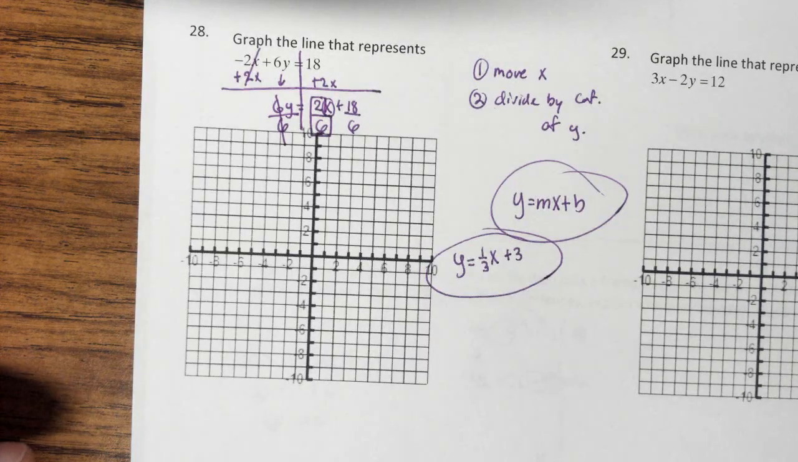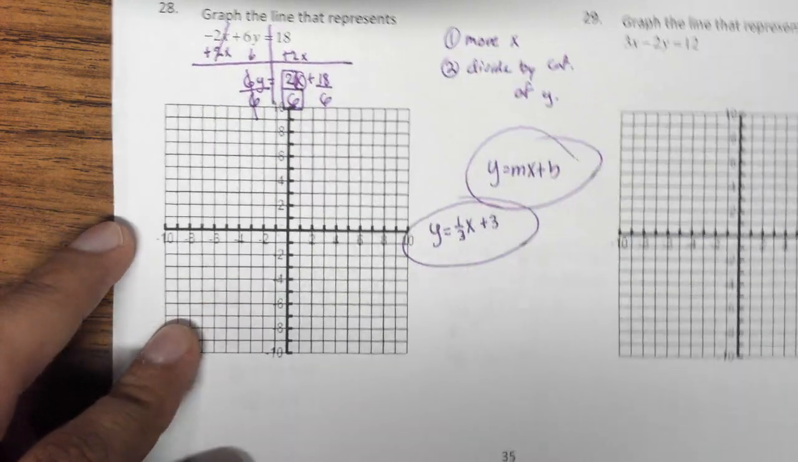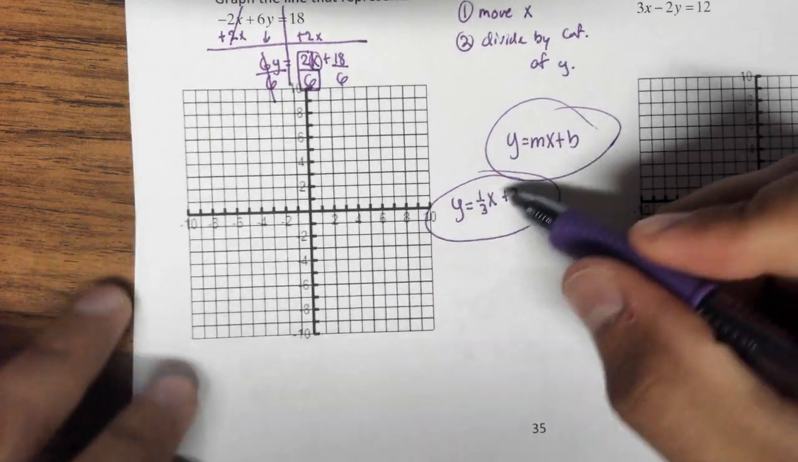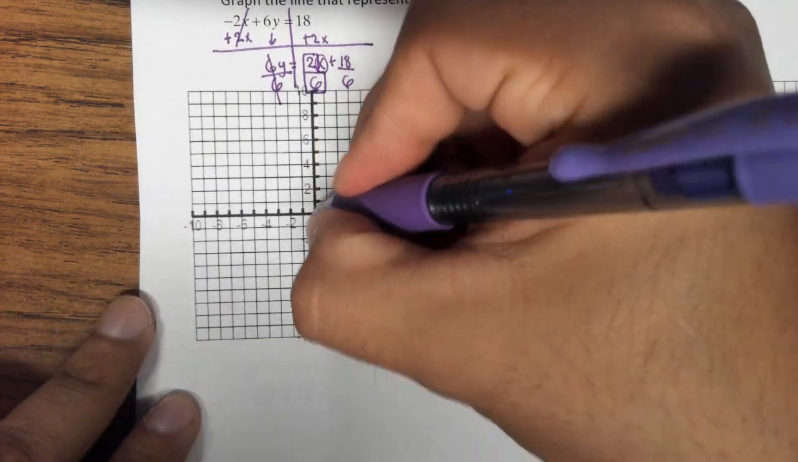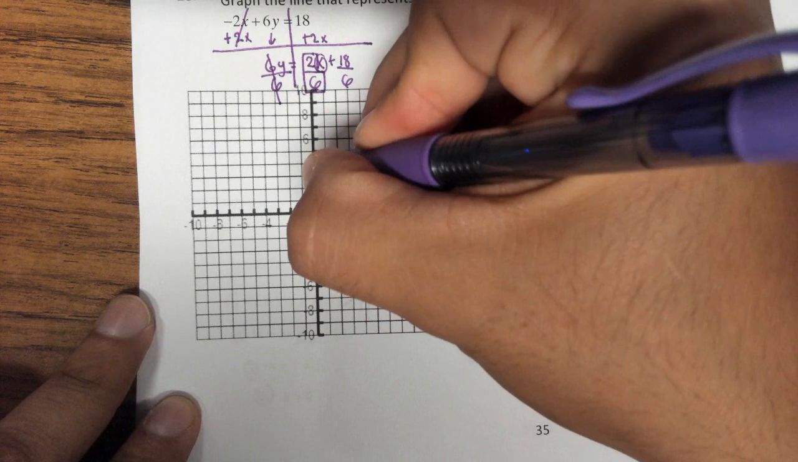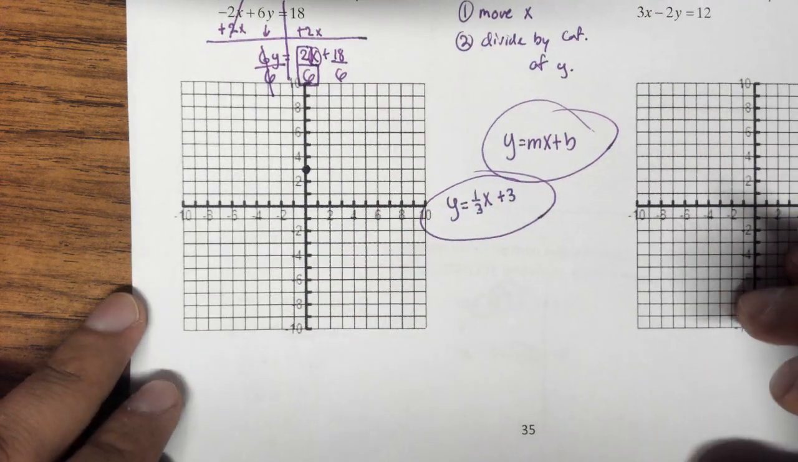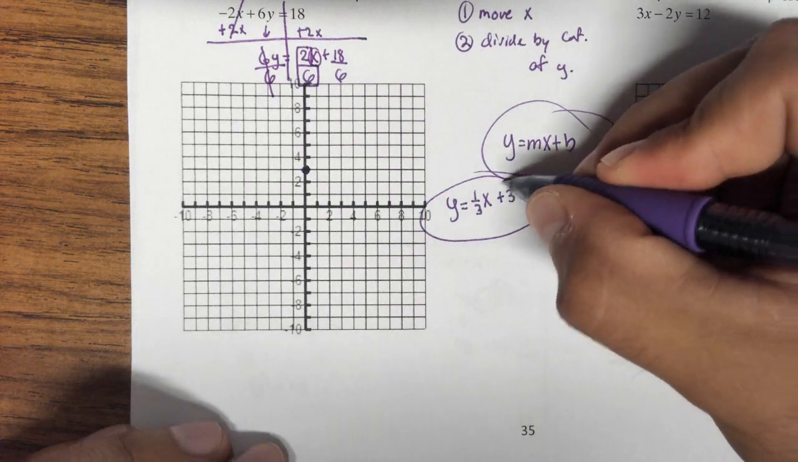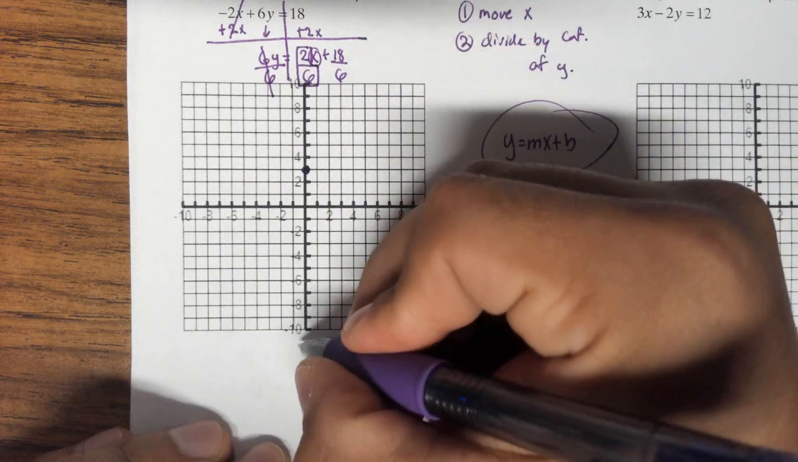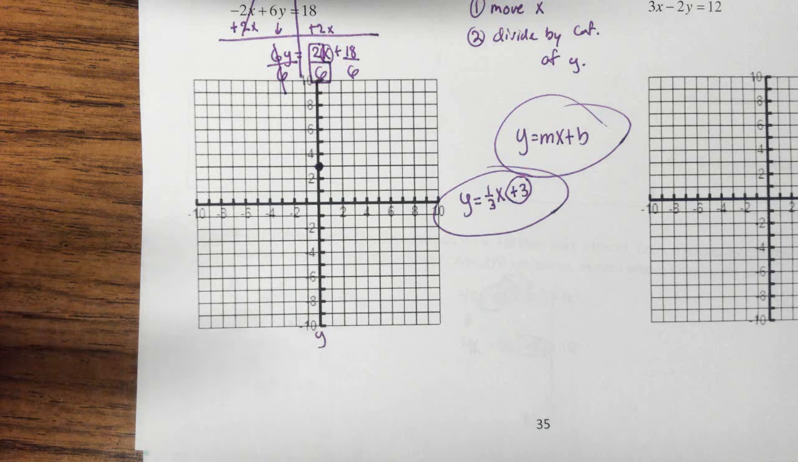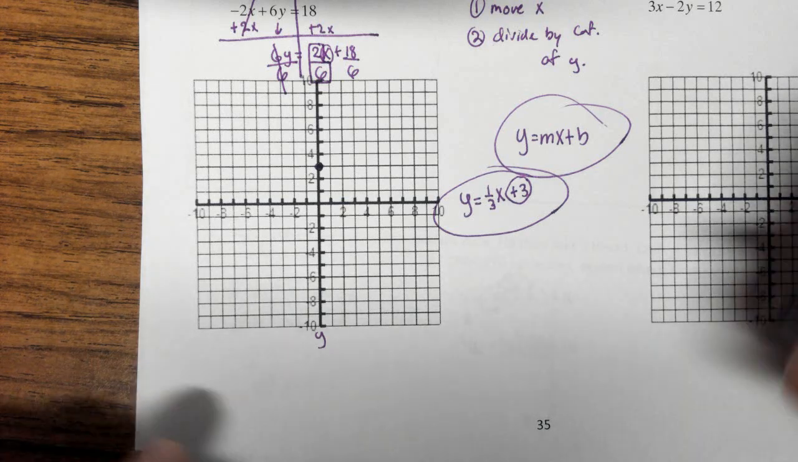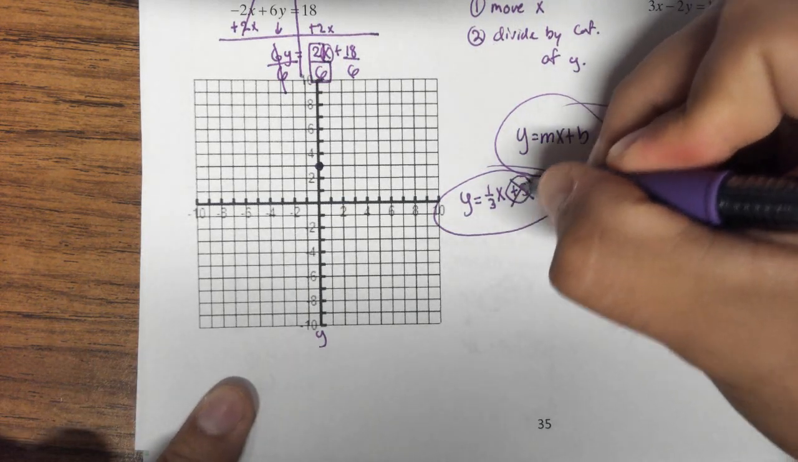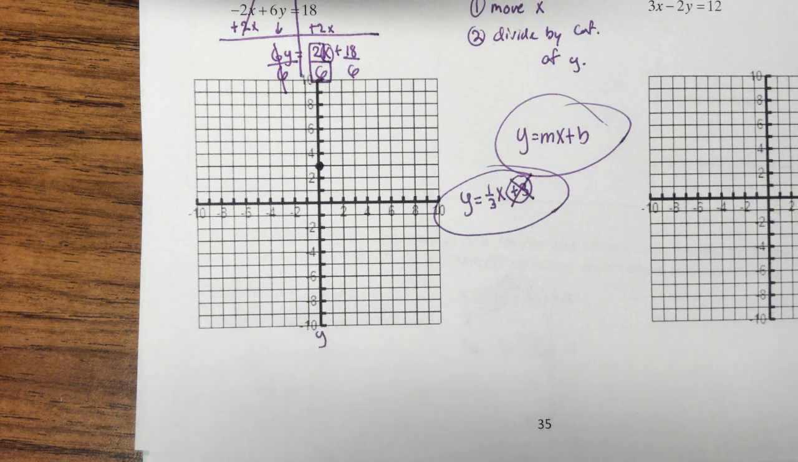From here, now I can graph this on my graph. So once I get it to this, now I can graph it. So plus 3 is going to take me up 3. I'm going to put my very first point. I always do the plus 3 first. That's your y-intercept. All you have to do is go on your y-axis, find that 3, and plot it down. Then I'm going to go ahead and cross this out. We no longer use that 3 ever again.